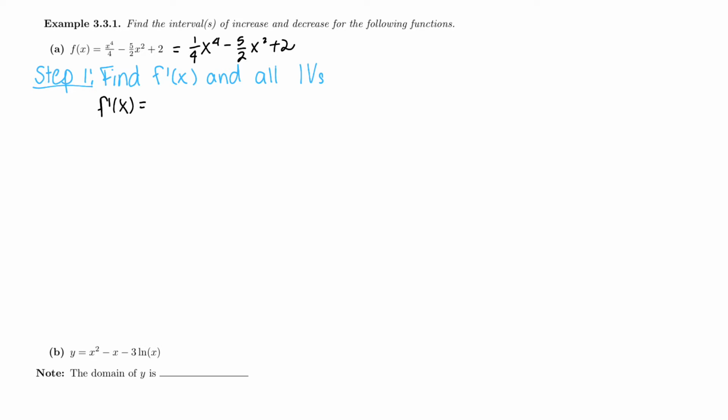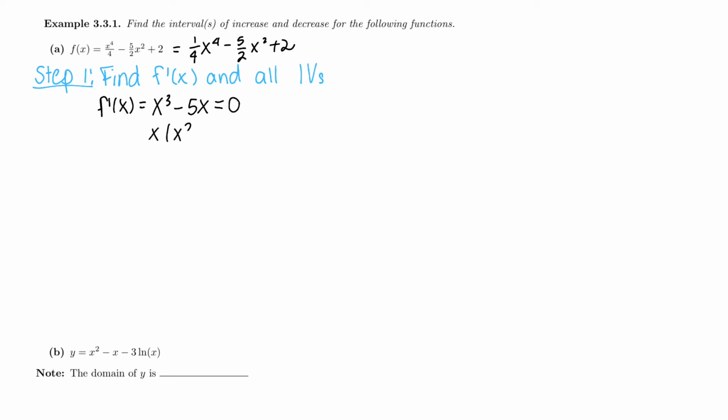So f prime of x, 1/4 times 4 is just going to be 1, so this will be x cubed minus 5x. And the derivative of 2 is 0. This gets set equal to 0.